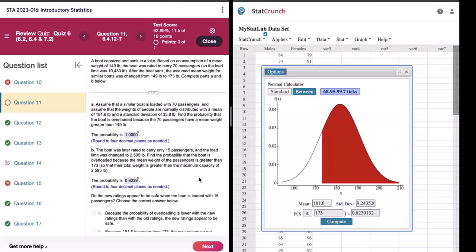And then let's see. So the answer is D, because the probability for part B is greater than 0.05. It's a pretty big probability. That's an 82% probability that the weight is over what it should be. That's pretty big. I wouldn't get on a boat if they said that. I wouldn't get on a boat if they said I had a 50-50 chance, let alone a 20-80, right?